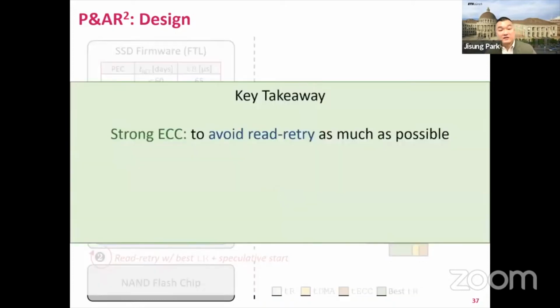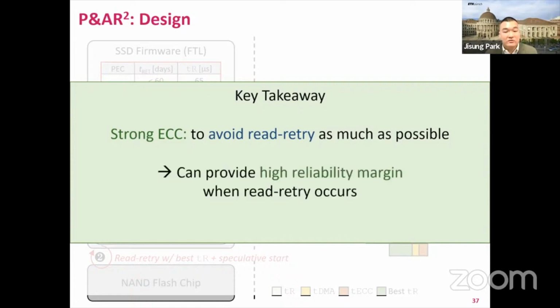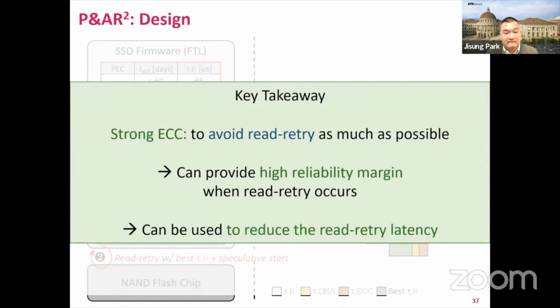So the key takeaway here, which I think is quite interesting, is that modern SSDs employ strong ECC to avoid read-retry as much as possible because its performance penalty is so significant. But it is impossible to completely avoid read-retry. Once read-retry does occur, the strong ECC can also provide a high reliability margin that can be used to reduce the read-retry latency.